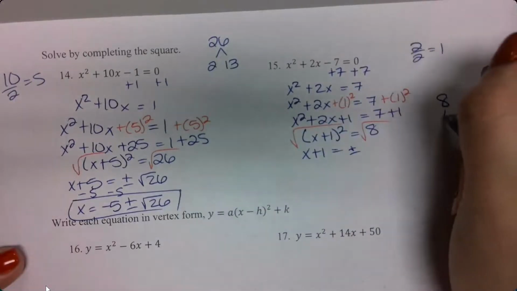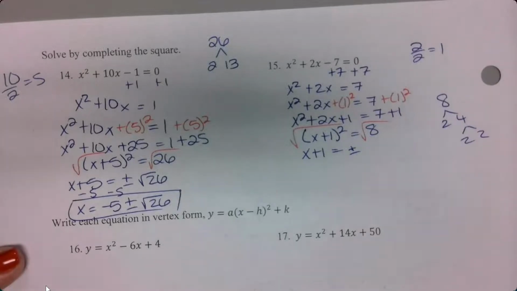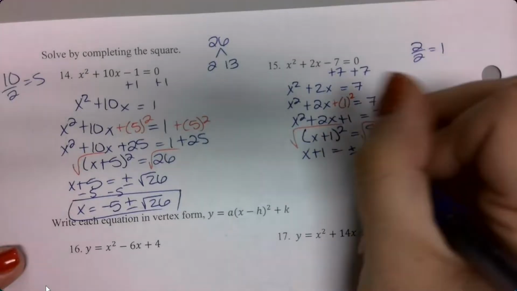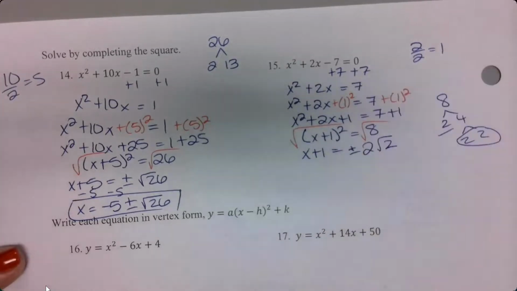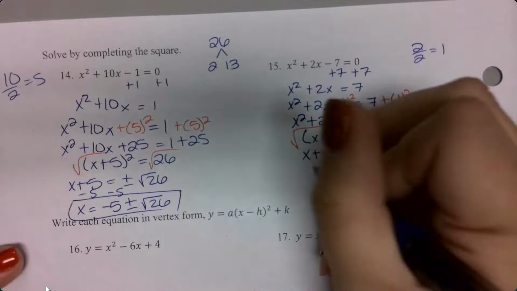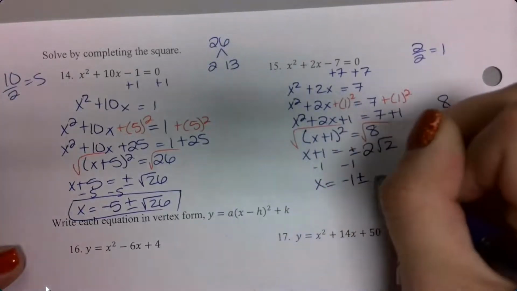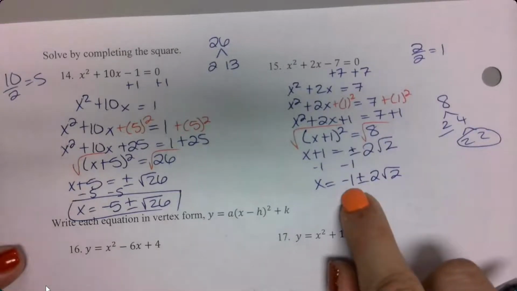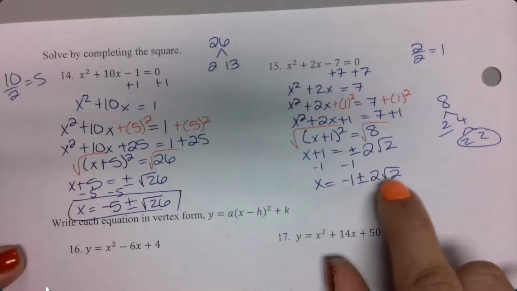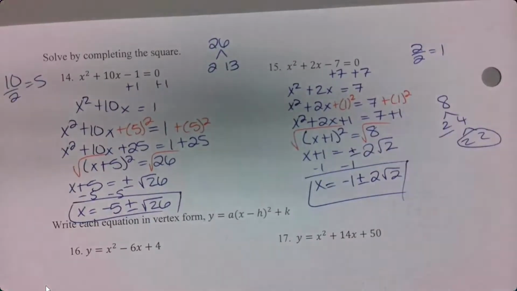I want to factor tree my 8. It gives me 2 and 4, and 4 breaks down to 2 and 2. So I have a pair of 2's. That goes outside. I have a leftover 2. That stays inside. Then I just want to subtract my 1 on both sides. I get x equals negative 1 plus or minus 2 square root of 2. These cannot go together, this negative 1 and this 2, because this 2 is attached to that radical. So this is my final answer here.